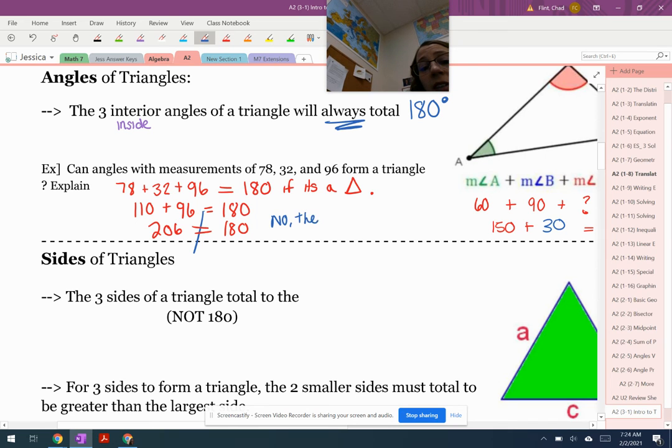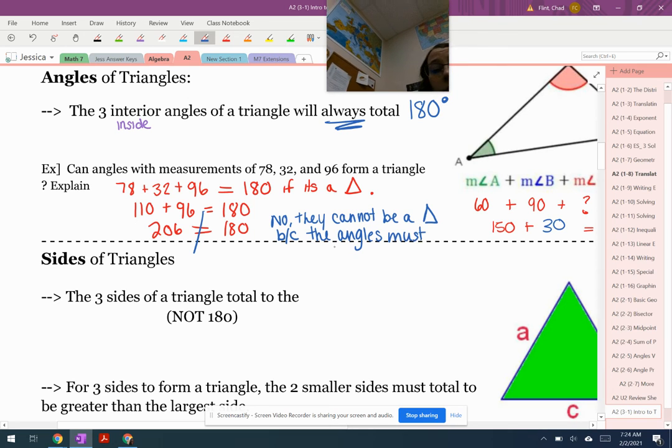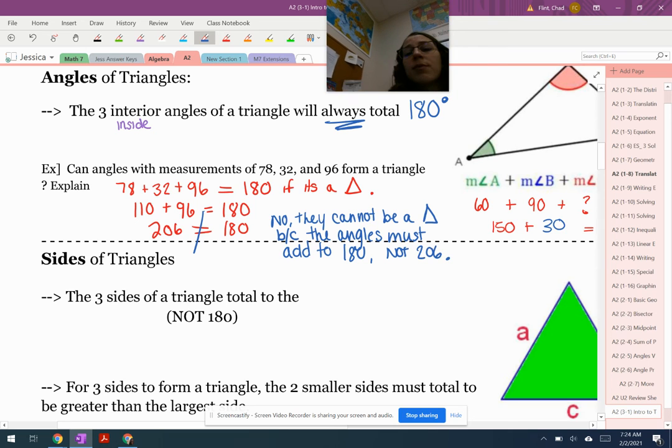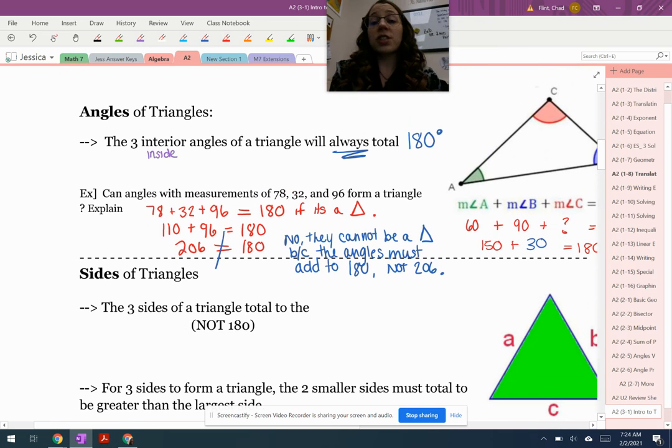They cannot be a triangle because the angles must add to 180, not 206. Boom. Making sure you're just explaining that.